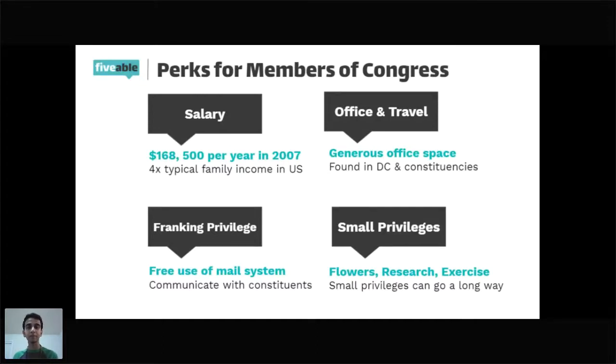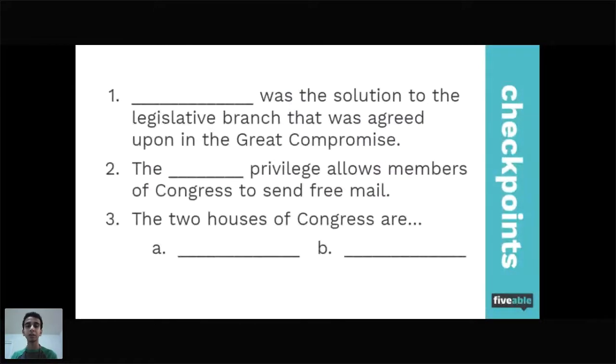All right. So the next slide. All right. So this is a little checkpoint. Something that I know one of my teachers does at school is put checkpoints throughout the PowerPoint. That way we're interacting and we know what we've covered and we're reflecting on what we've covered. So does anyone know the answer to number 1? What was the solution to the legislative branch that was agreed upon in the Great Compromise? You can just type it in the chat.